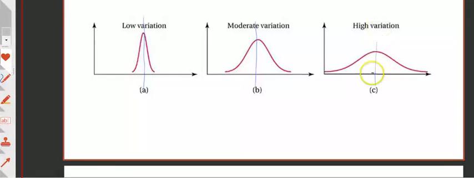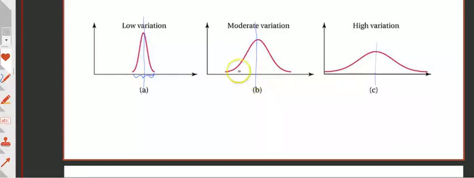So the question is, if you look at that peak and you look at the data on the left and the data on the right, how spread out is that data? So this first symmetric kind of bell-shaped distribution has a low variation because it's very thin. It's not wide. So the data is closely centered around that mean, median, and mode.